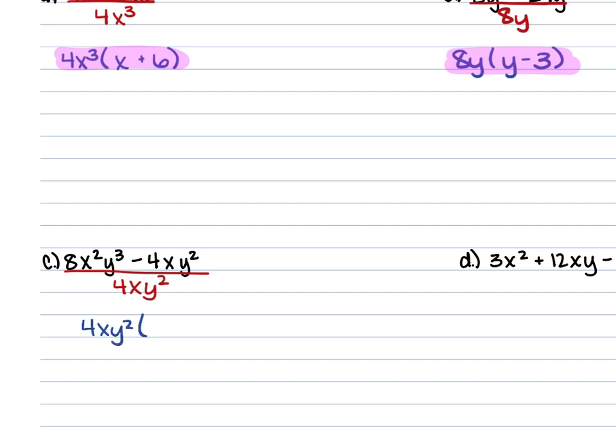4xy squared. The 8 divided by 4 gives us 2. X squared divided by x is x. Y cubed divided by y squared is y. For the negative 4 divided by 4, that gives us a negative 1. X divided by x is 1. Y squared divided by y squared is 1. So it's just 4xy squared times 2xy minus 1.